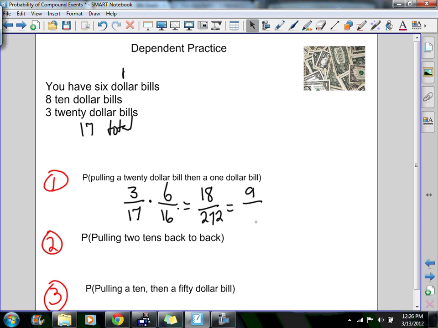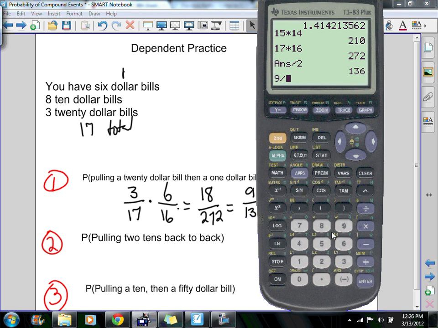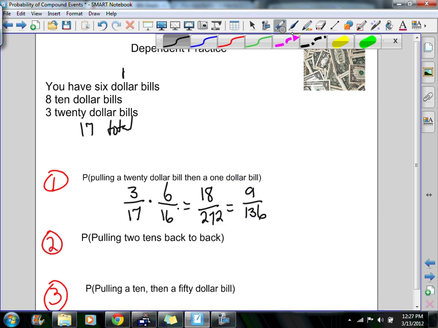Which is 136. And I think that is fully simplified. And it ends up being about 7%.